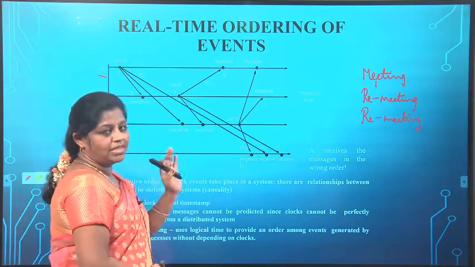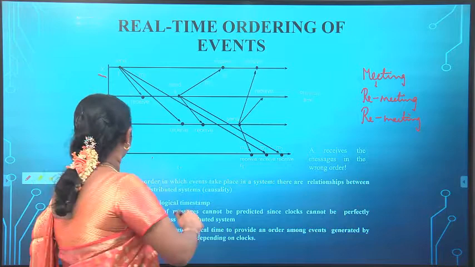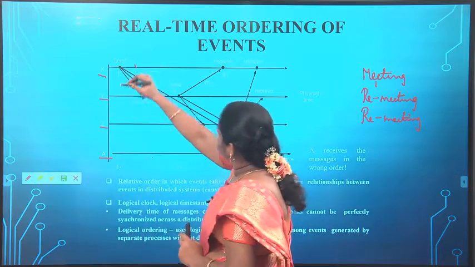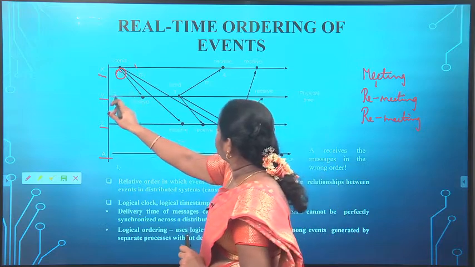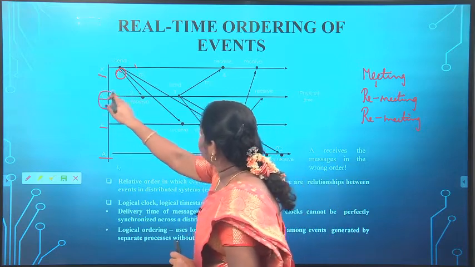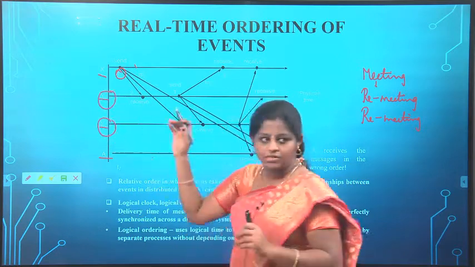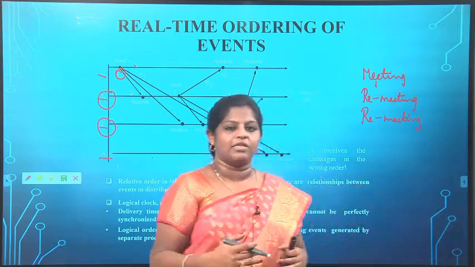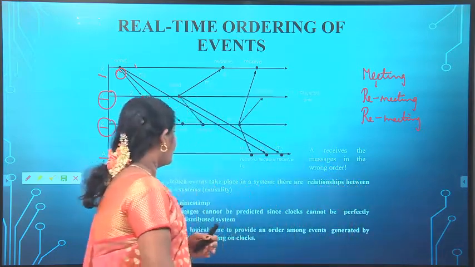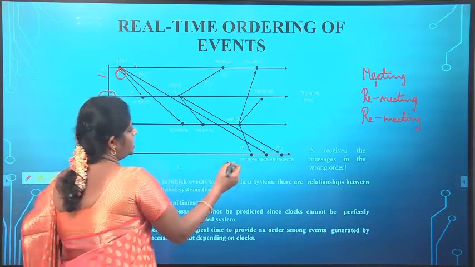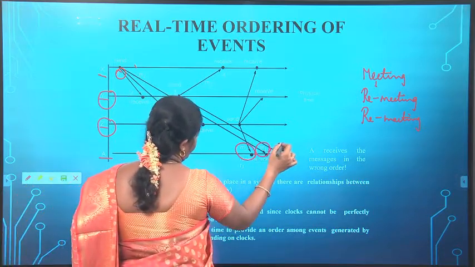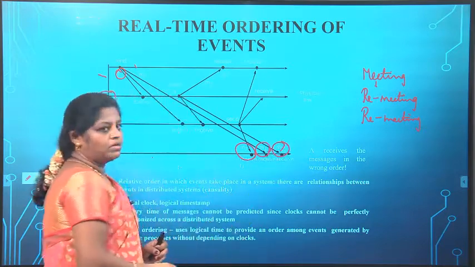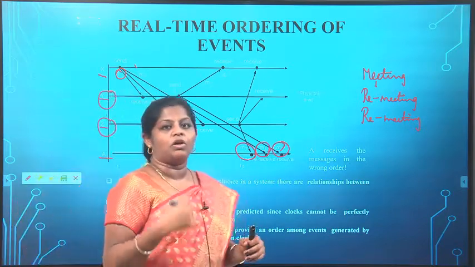The person A is receiving the messages. See here, the first message is X sending, and after that the person Y is sending. So the order is X, Y, Z. This is the order of sending the messages to the person A. But A receives message M3 first, and then it is followed by M1, and then M2. That means A receives the messages in the wrong order.